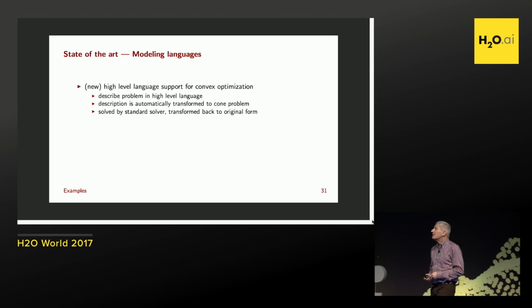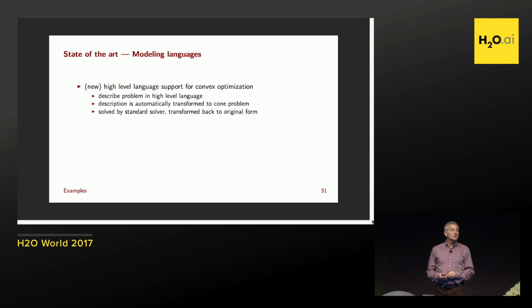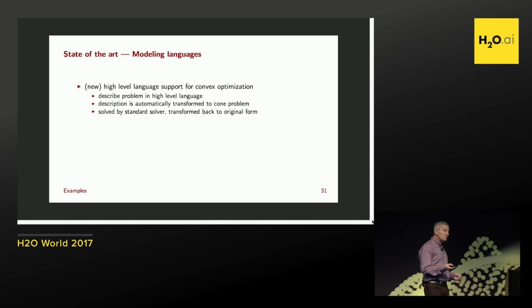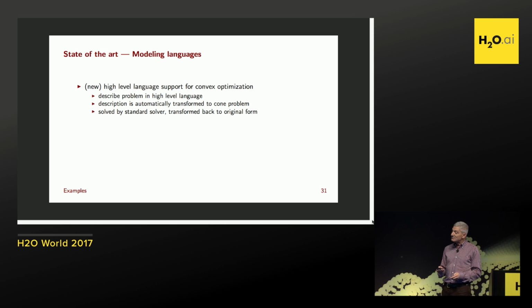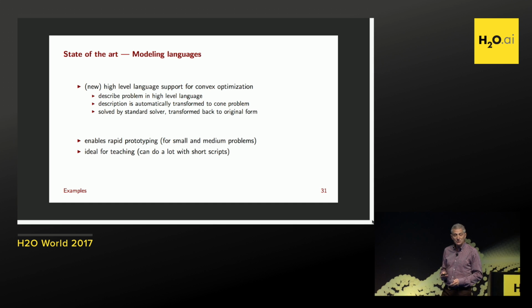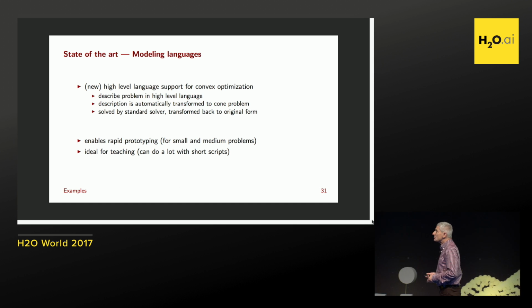Something that is new and probably much more relevant, probably relevant to some people here, is this. There are actually now domain-specific languages for doing convex optimization. The way that works is you describe the problem in a high-level language. That is automatically compiled into a standard form, and the whole point is the vast majority of people using it don't even have to have a clue of what it does or how it works, right? And then that's solved by a standard solver and transformed back. So it's actually beautiful because it becomes a declarative language, which I'll show you a snippet of in a minute. So this allows you to do rapid prototyping for small and medium problems.